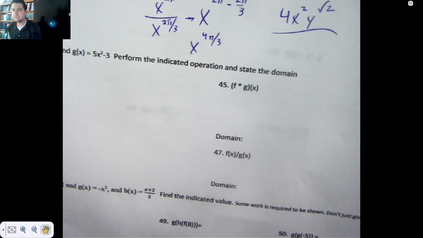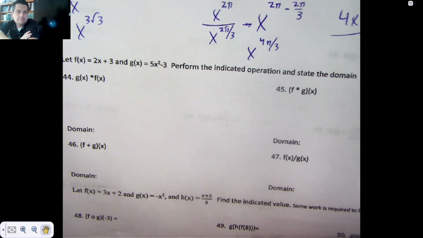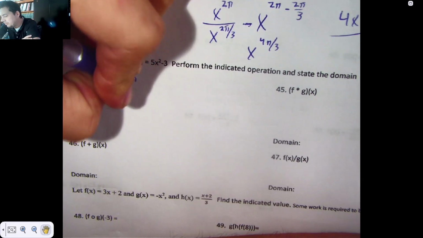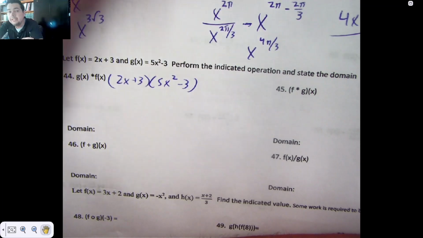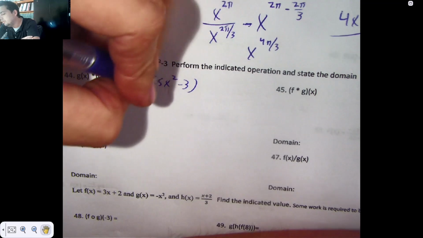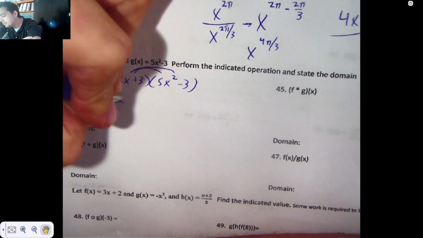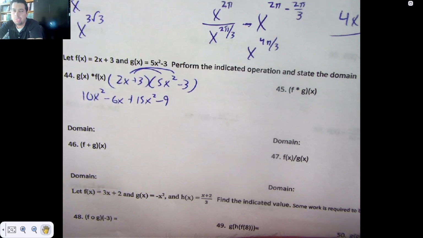Function composition. What's 44? 44 is g of x times f of x. So it's literally take 2x plus 3 and multiply it by 5x squared minus 3. And then you would FOIL. 10x squared minus 6x plus 15x squared minus 9. Easy stuff.